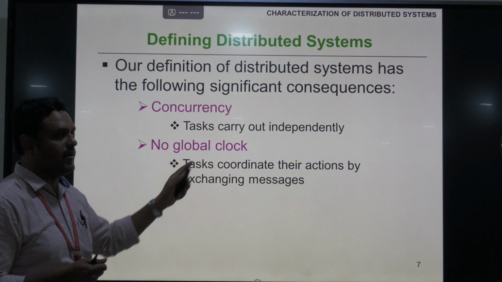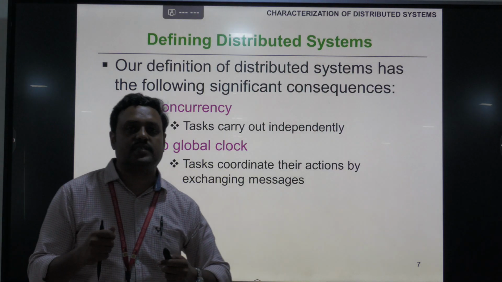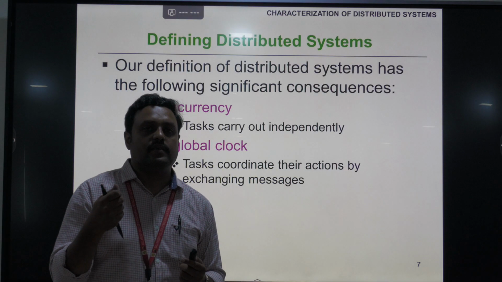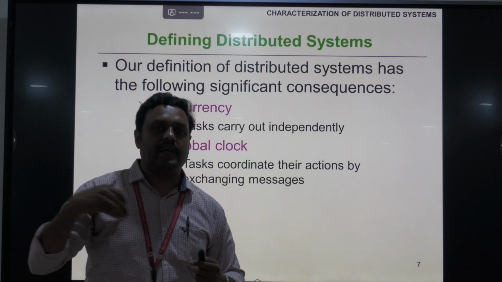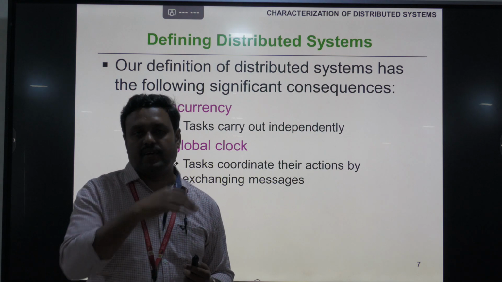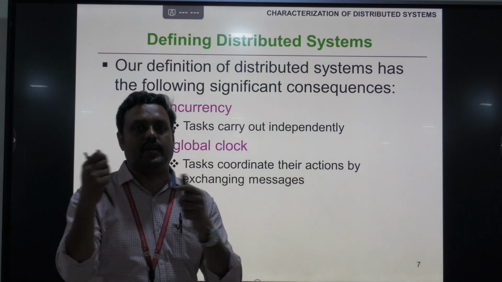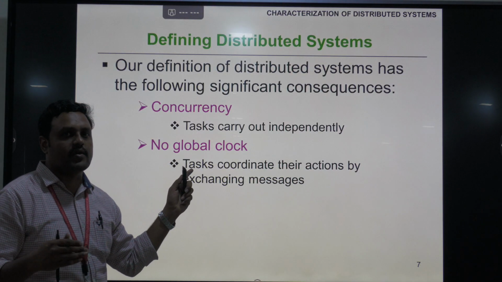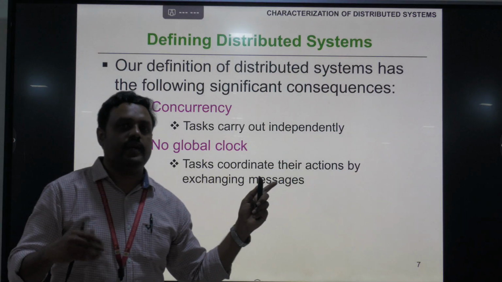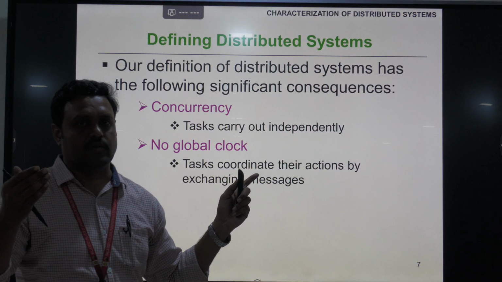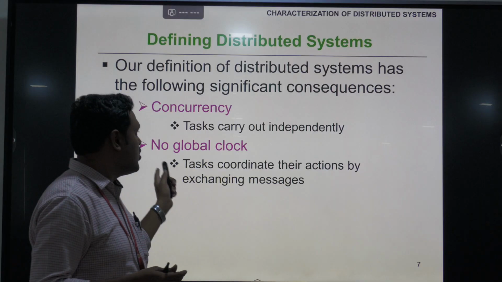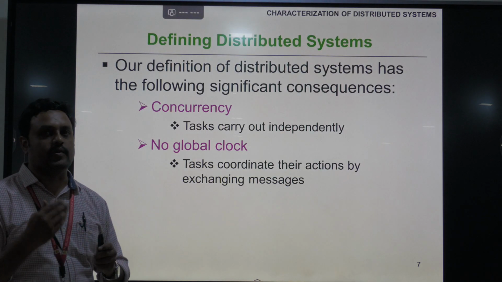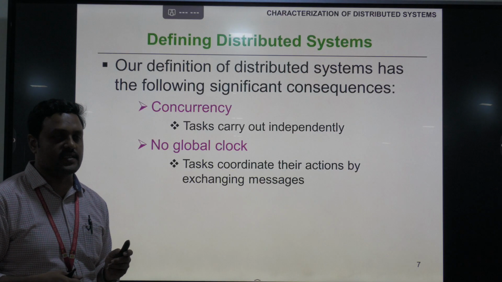And no global clock. As the distributed network is wide in nature, the distributed systems may be in different areas, different regions, different countries, and we connect with them. So there will be no global clock here. In India we follow one time zone, in the USA we have another time zone. So there is no common global clock. That is also a consequence we need to take care of while designing distributed systems.